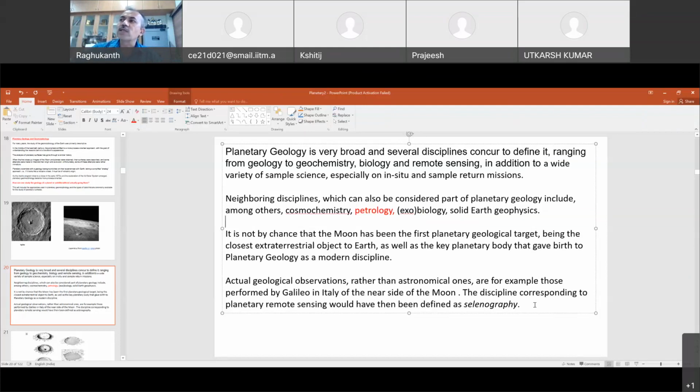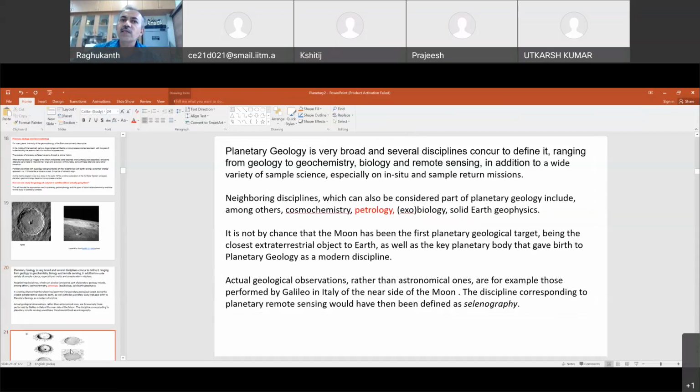So planetary geology is an interdisciplinary subject, and you have to work closely with all these groups. The subject was born long back, once the telescope was invented, in Galileo's time. But only the Apollo missions and moon missions made the subject very popular, and then systematic procedures and other things came after the Apollo missions.